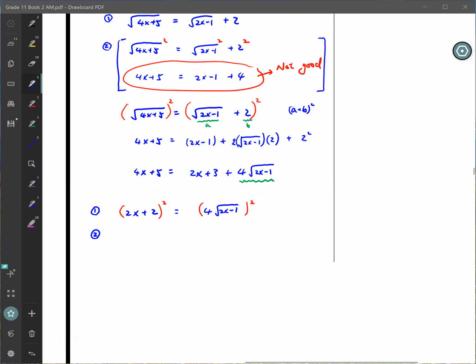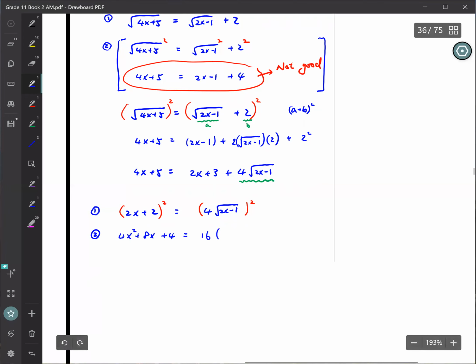Let's check the first step. After you square, you need to use the formula: 4x squared plus 8x plus 4, that's on the left side. Right side, you need to square, meaning times itself, so 4 times 4 will be 16. The square root will disappear. And then turn it into general form. It will be a quadratic equation.